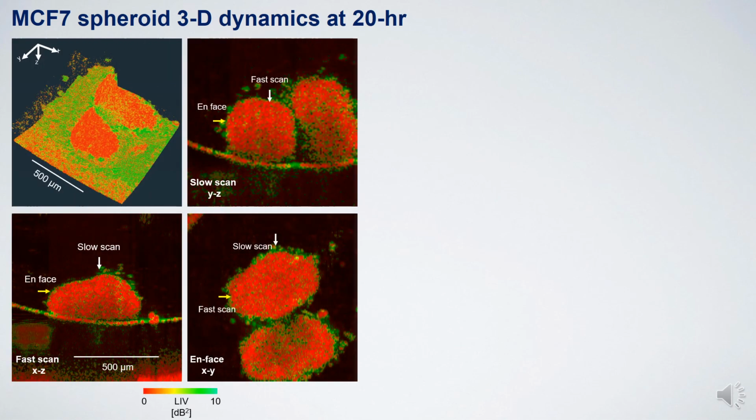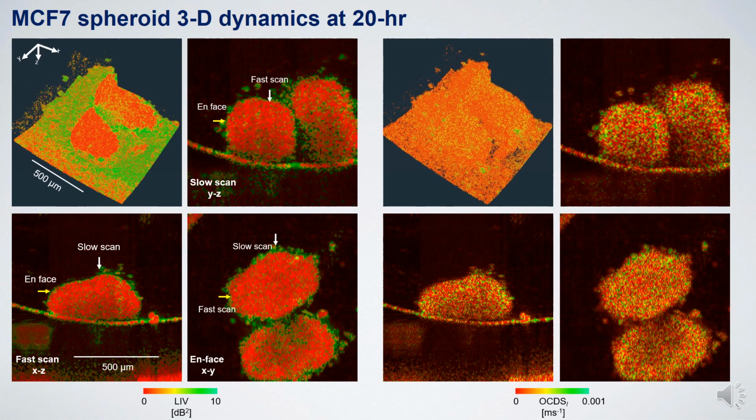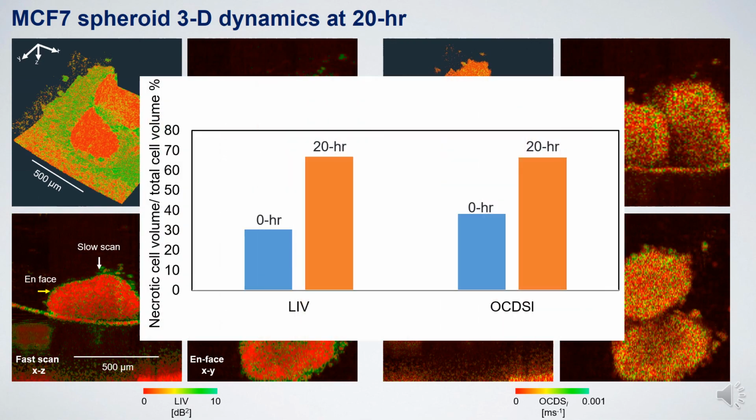After 20 hours, we can see that almost all the tissue regions show the necrotic signature. In addition, based on a thresholding of the LIV and OCDS-L, we computed the necrotic cell ratio, which is the necrotic cell volume divided by the total cell volume. So we can see that at 0 hour, the necrotic cell volume is around 30%, while after 20 hours, it becomes around 65%.